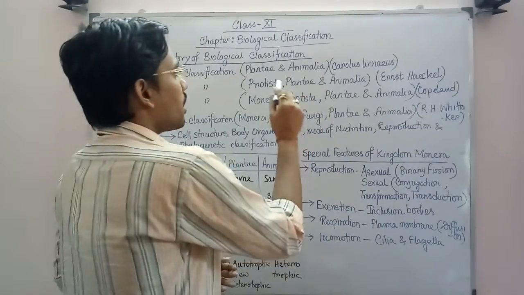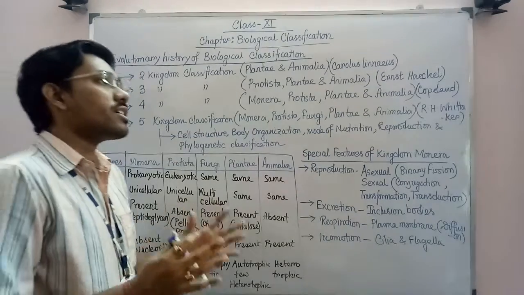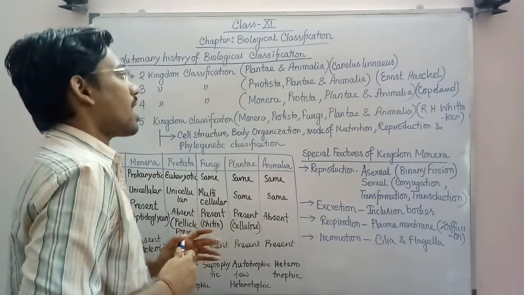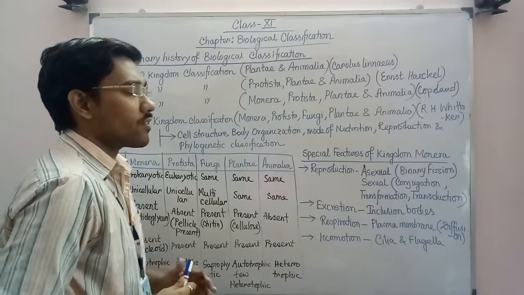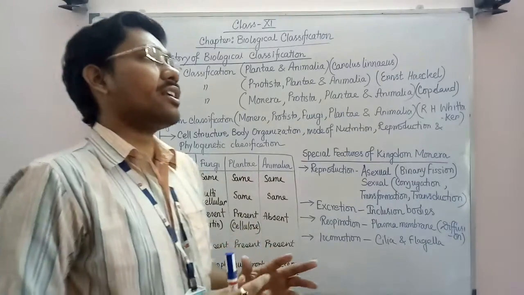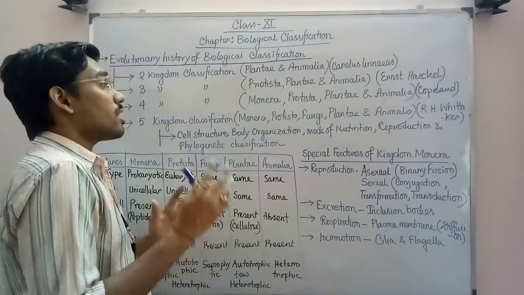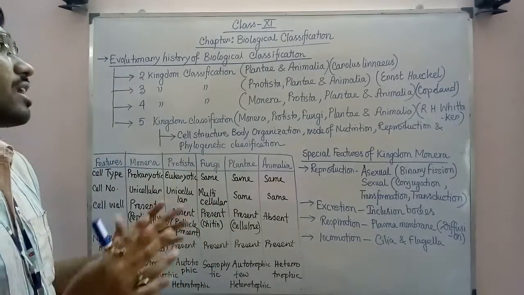This two kingdom classification system was modified into the three kingdom classification system, where along with plantae and animalia, the Protista kingdom also joined. Protista means unicellular eukaryotic organisms. Ernst Haeckel, who proposed the three kingdom classification system, segregated the organisms into three different kingdoms based on the cell structure or cell number.